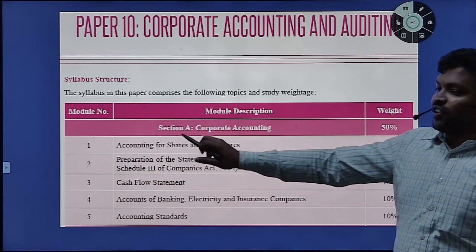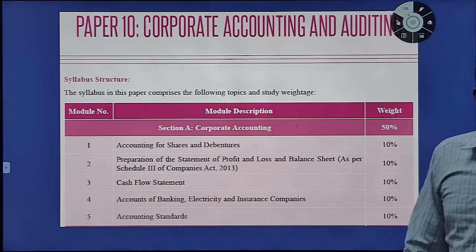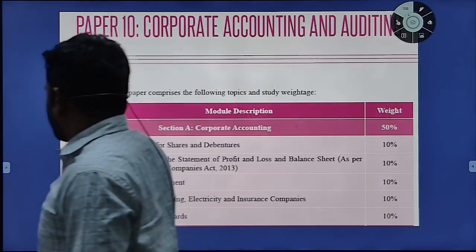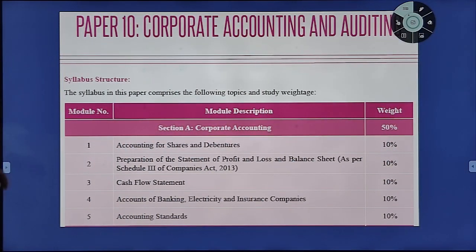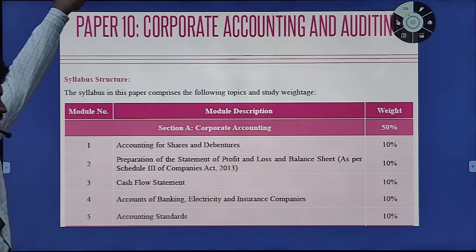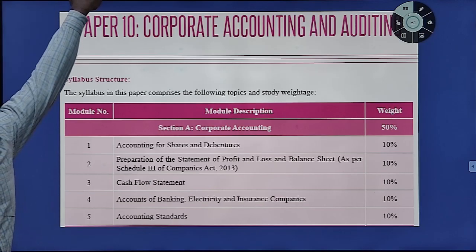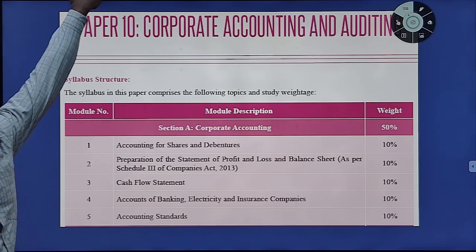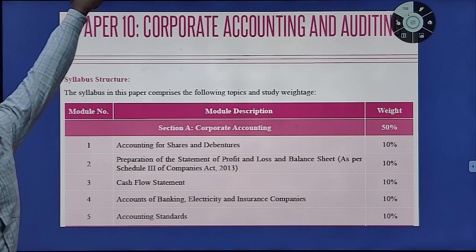Now accounting for those shares and debentures. That is your first chapter. Second chapter, preparation of statement of P&L and balance sheet as per Schedule 3 of Companies Act 2013. You need to prepare the P&L and balance sheet of a company here.